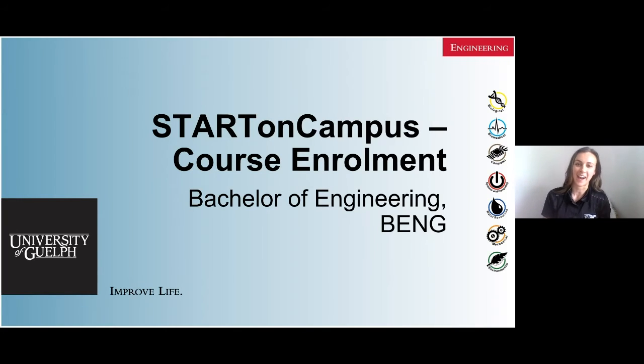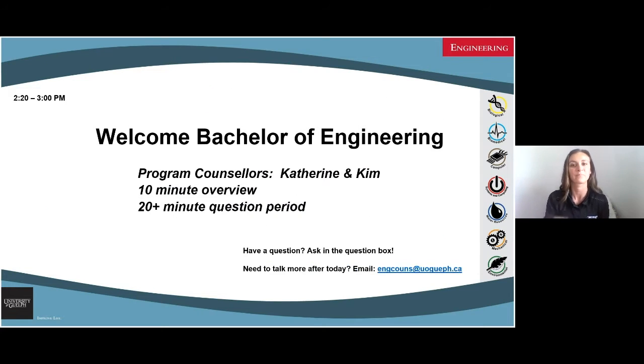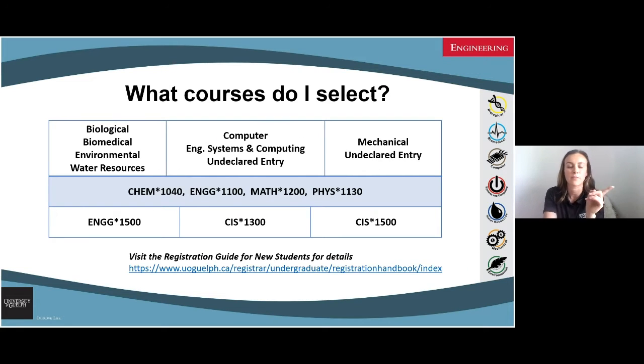My name's Catherine. I'm one of your program counselors for the engineering program. You just saw my colleague Kim, and we've got a third program counselor. His name is Andrew. He couldn't be with us today, but there'll be lots of opportunities for you to meet and speak with him in the future. So today we're just going to give a quick little 10-minute overview of the course selection information that we find is important, and then we'll open it up for a question and answer period. And also, if anyone wants this presentation, we can send it out at the end. That's no problem.